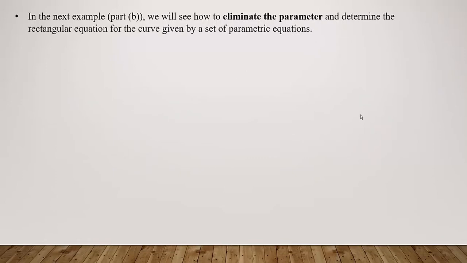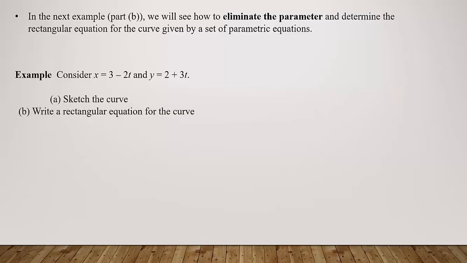So let me continue on here with the slides, because what we're going to do next, and it's going to be in the next example, part B of the next example, is show how, if you're given a set of parametric equations, to eliminate the parameter and therefore determine the rectangular equation for the curve. So we're going to look at this example. X is 3 minus 2t, and y is 2 plus 3t. Part A, I say sketch the curve. Part B, write a rectangular equation for the curve.